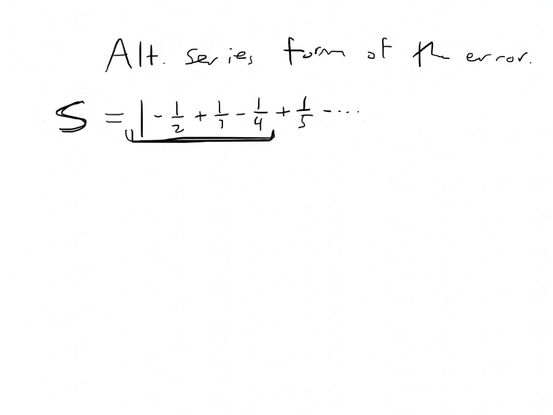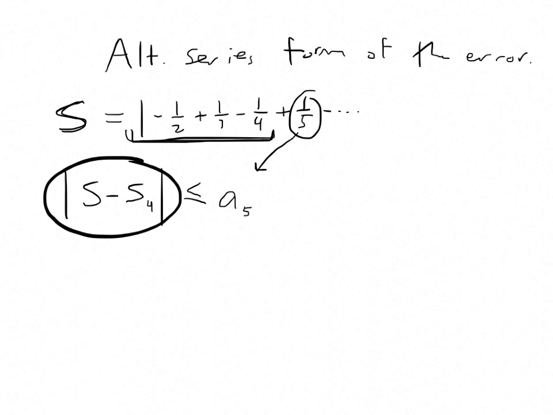And the way that we would write that is we might write, what is the absolute value of S minus S sub 4, the sum of the first four terms? And the reality is that we know that this has to be less than or equal to the next term in line. We might refer to that as, say, A5, the fifth term. So my error will be less than or equal to the next term in line, 1/5, right? The alternating series form of the error was a pretty easy thing. I'm really, really hoping that we remember that pretty well, because we will need that for this lesson.